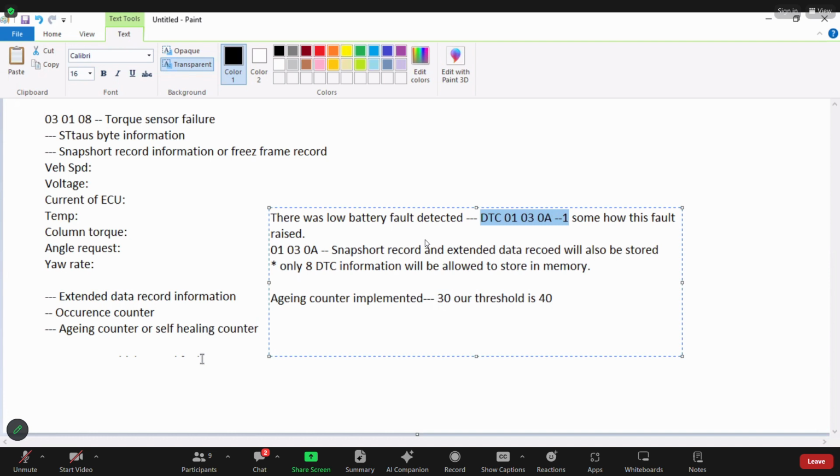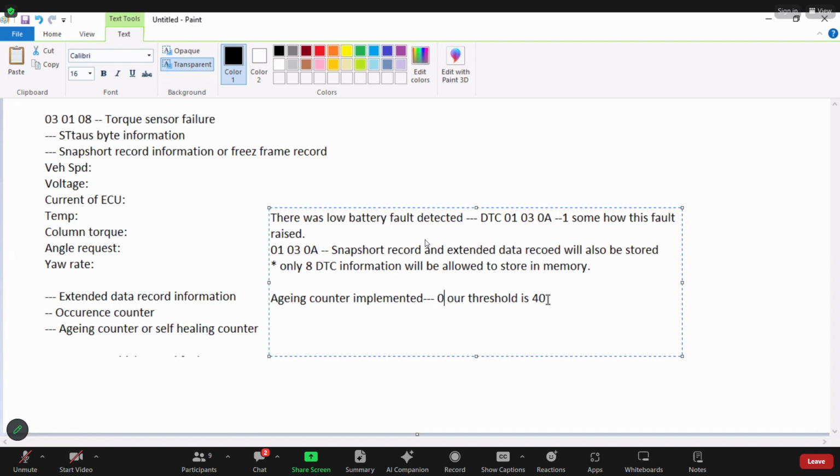Guys, the aging counter was 30, but it didn't reach 40. If it reaches 40, then this DTC information will be erased from the memory. But when the aging counter was 30 and we went on the drive, again this low voltage fault was detected. Then what will happen? This aging counter value will be reset back to 0, and from 0 again it has to increase and go to 40. Understood?